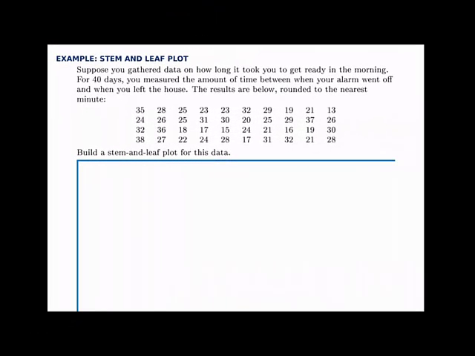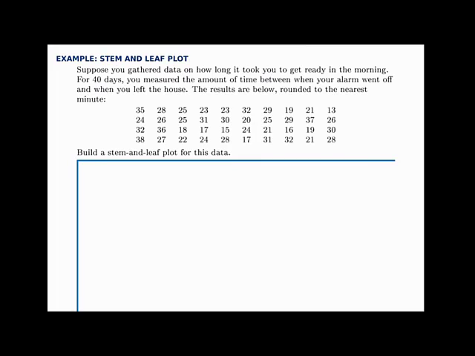Let's build a stem and leaf plot. The question says, suppose you gathered data on how long it took you to get ready in the morning. For 40 days, you measured the amount of time between when your alarm went off and when you left the house. The results are below, rounded to the nearest minute. And we want to build a stem and leaf plot for this.